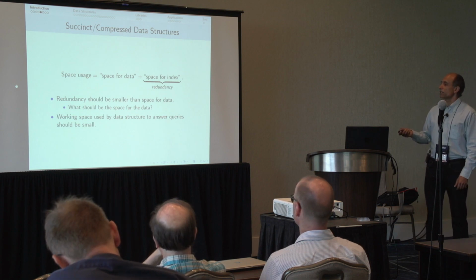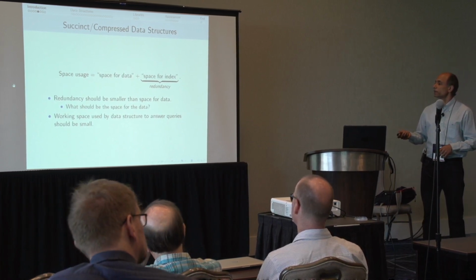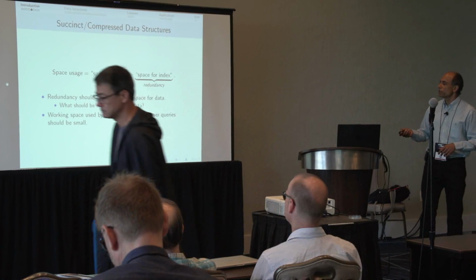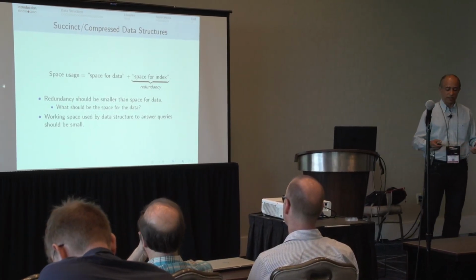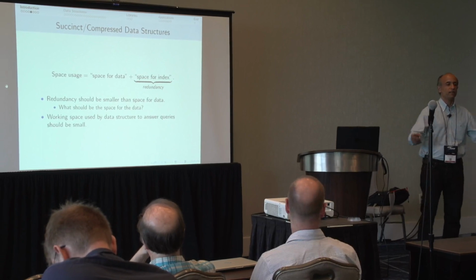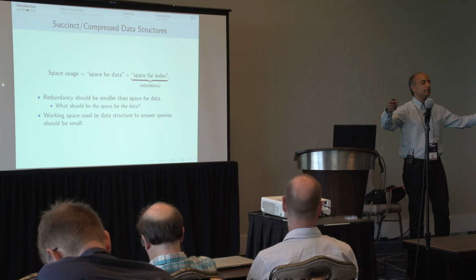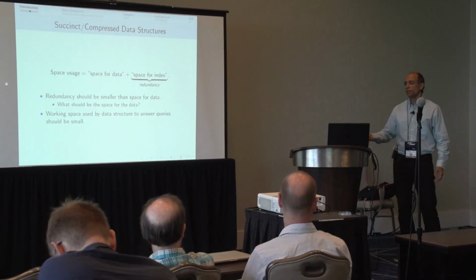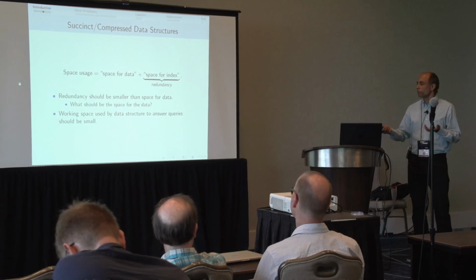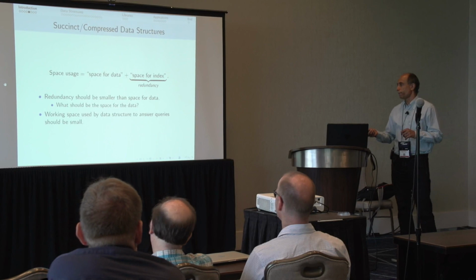And what we really want is that the redundancy should be of a smaller order than the space for the data. Okay? And of course, you can do this by cheating. You could store the data in a compressed format, then every time you have to answer a query, you read it off the data and build a huge in-memory data structure and say, oh, this is just my temporary working space, you shouldn't count it. Obviously, that kind of stuff is not something that we want. So we basically want small working space as well.